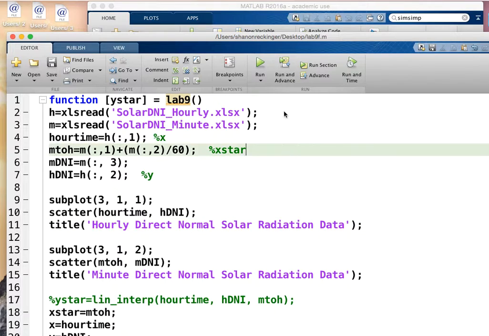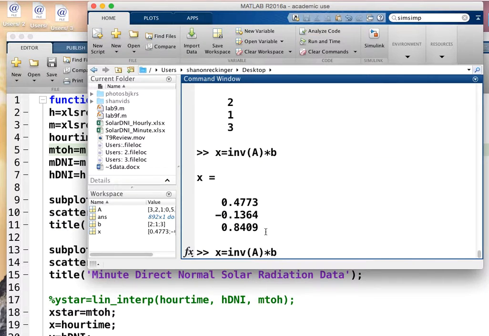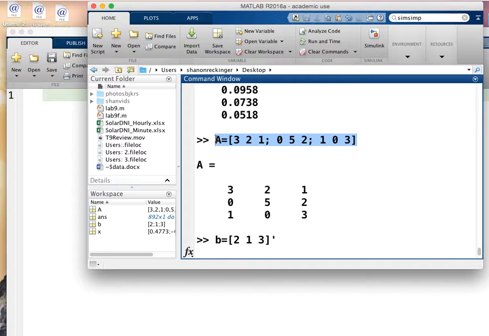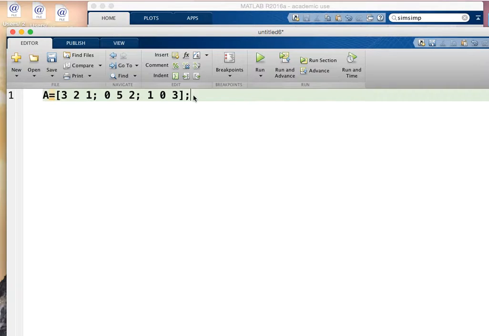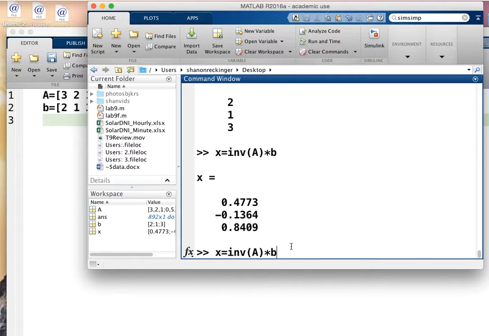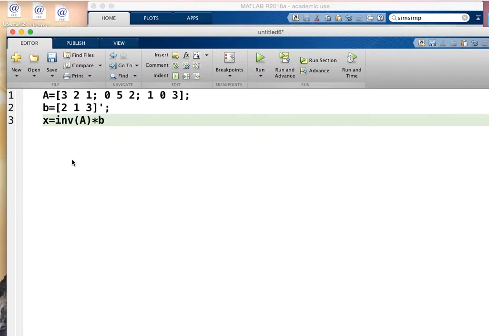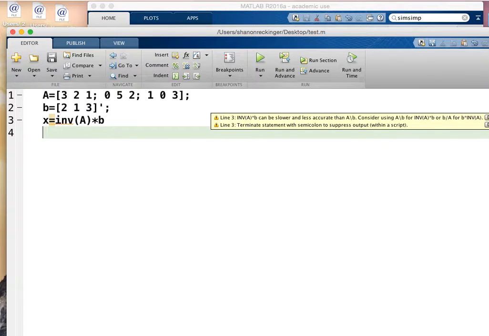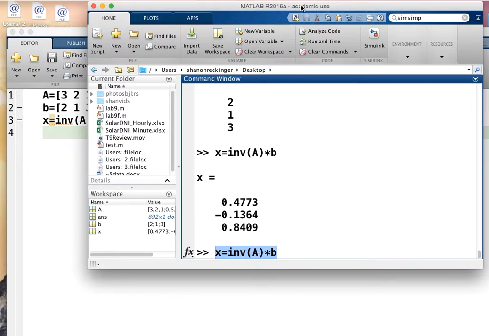I don't know if the warnings ever show up here? Let me see if I can show you the warning. So define my A, find my b, and then call the inverse. Okay, so you can see here there's a warning and it says inverse of A times b can be slower and less accurate than this other alternative. Consider using it instead. So that's what I was talking about as a warning.